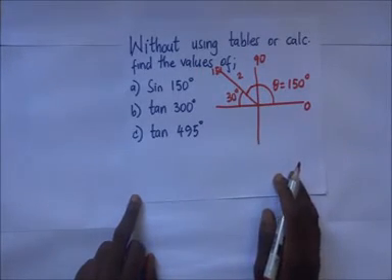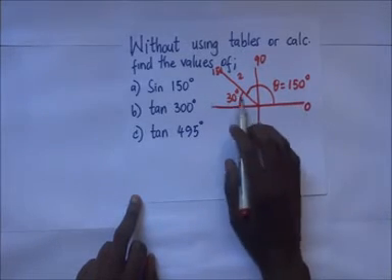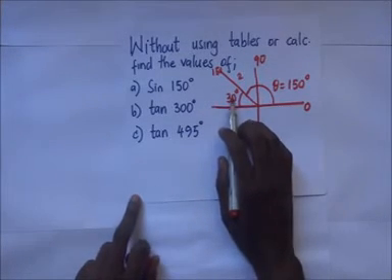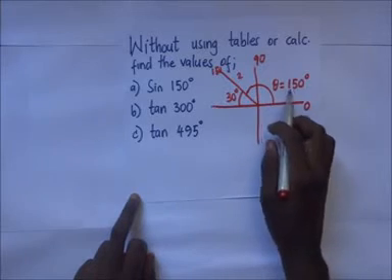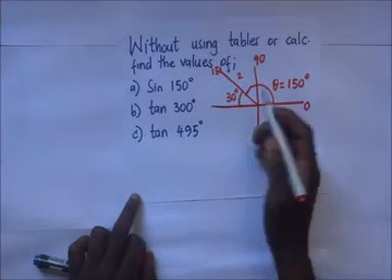It is 30 degrees, because 150 plus 30 is 180. This whole thing is 180. So 180 minus 150 gives the 30 degrees. So it means that the sine of 150 is the same as the sine of 30.